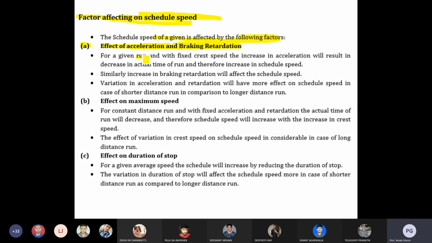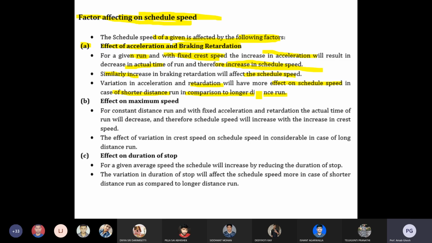For a given run with a fixed crest speed, an increase in the acceleration will result in a decrease in actual time. So increasing that value means the time will definitely be less than the actual time, and therefore the schedule speed increases. Similarly, an increase in braking retardation will affect the schedule speed. The variations in the acceleration and retardation will have more effect on the schedule speed in the case of a shorter distance run in comparison to a longer distance run.